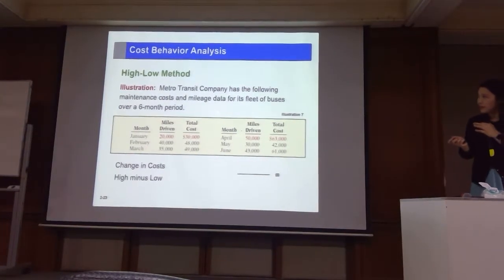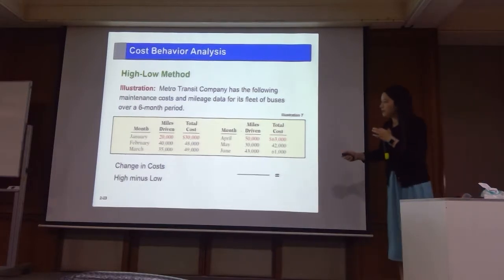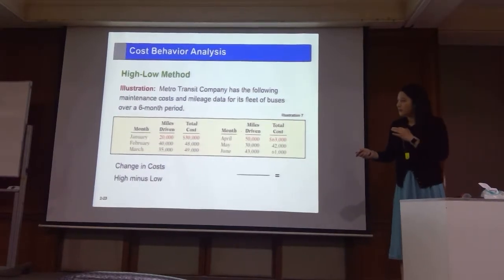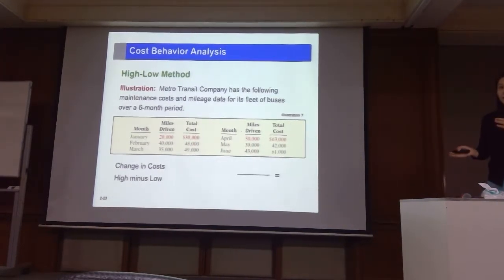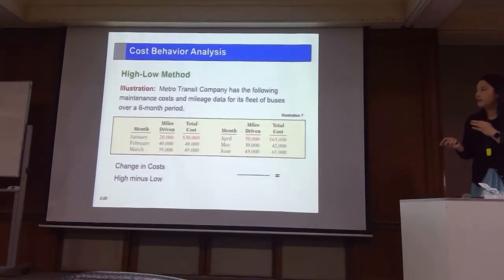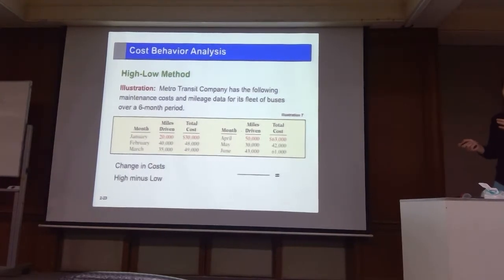Let's look at the example to make you understand more, okay? Here is the example of the maintenance cost and the mileage driven for the bus over a 6 months period, okay? Let's see information given first. If you look at the miles driven, as you can see, if you drive more, the total cost tends to increase, okay? You may think this one may be the variable cost, but after you find the cost per unit, you will see that the cost per unit is not constant. So this type of cost is the mixed cost for sure, okay? You see my point, right?